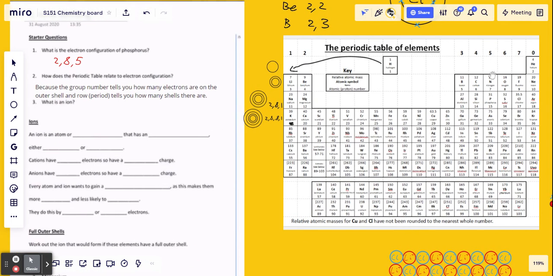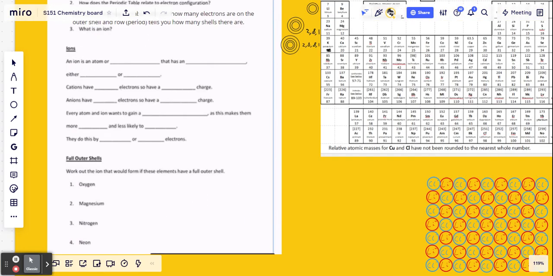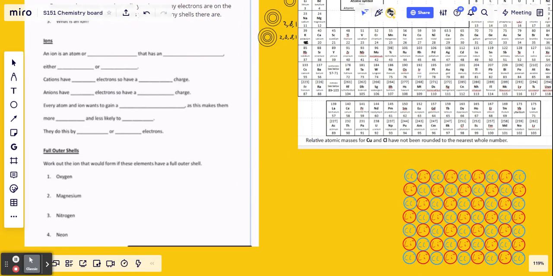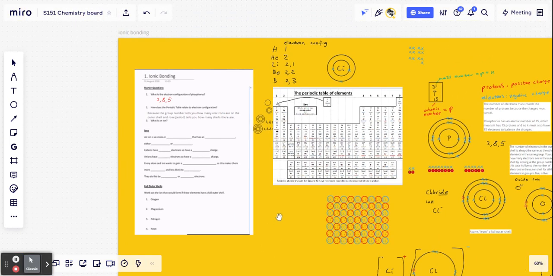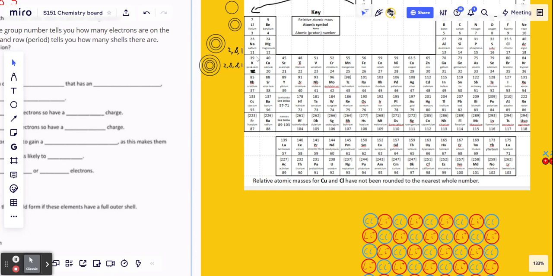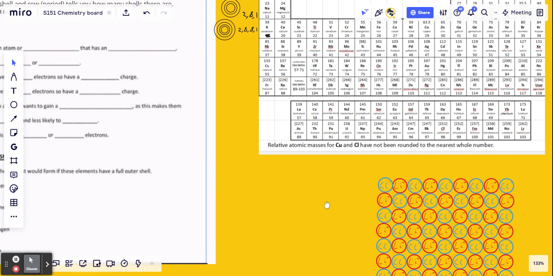Nitrogen is in group 5. It's a non-metal, and so it's going to gain 3 electrons to form a full outer shell, and that'll make it 3 minus. Remember, electrons are negative. Neon is a noble gas, so work out the ion that would form. That's probably a trick question. Neon doesn't form ions. As I say, you can technically make any of these things ions by taking away electrons in theory or giving it electrons, but naturally the most likely thing is that they would attempt to form full outer shells.